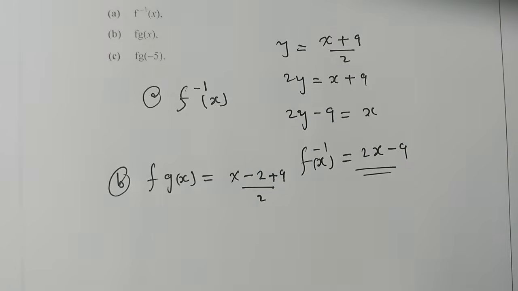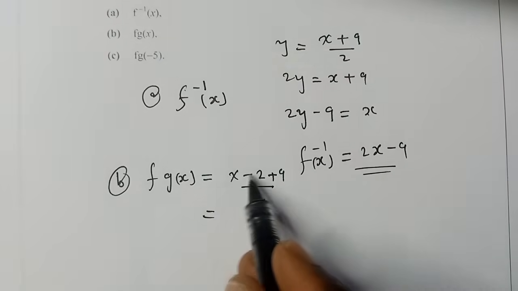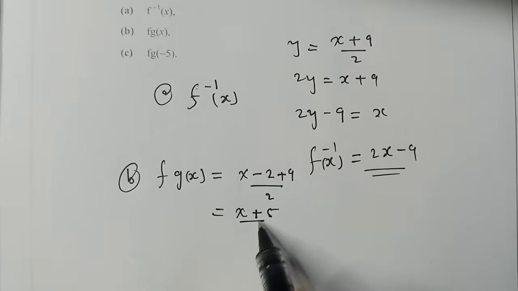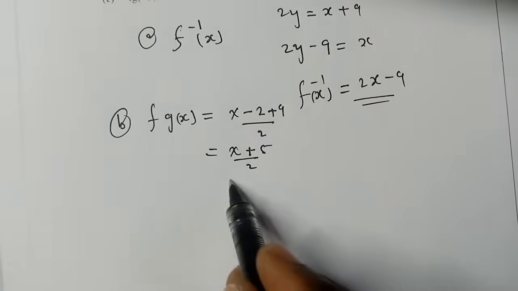This is how it will look, such that when we work it out we get 5 over 2. So this is our solution.